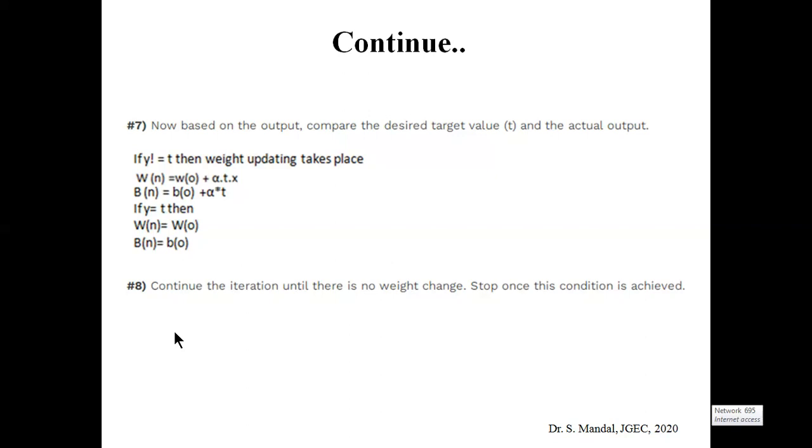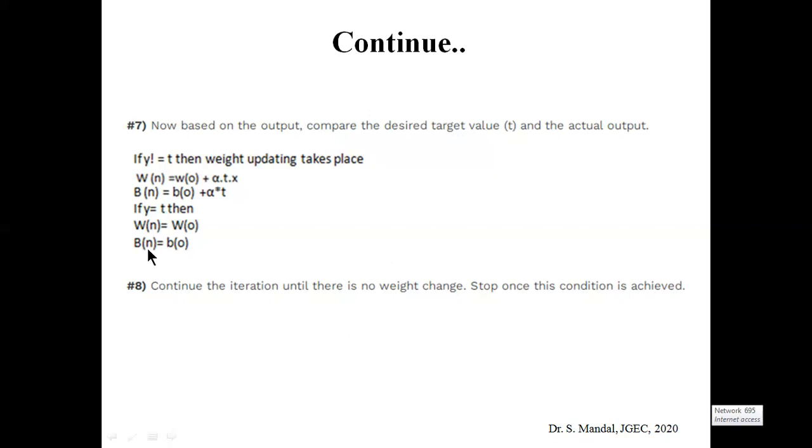So we need to compare the calculated output y with the target output t. If these two values are the same, we don't need to update the weight and bias. But if they are different, that means if y is not equal to t, then obviously weight updation will take place.